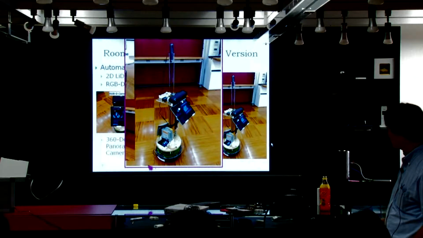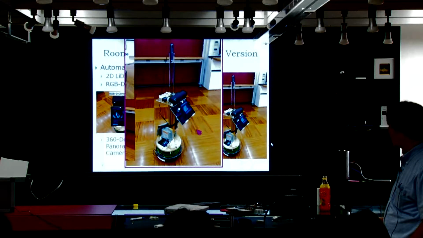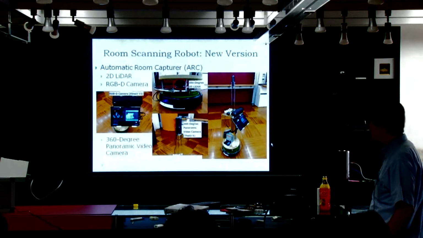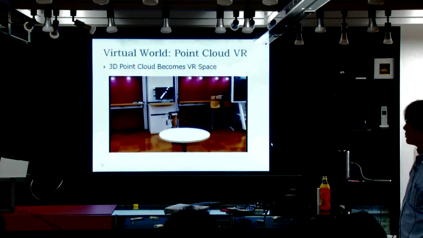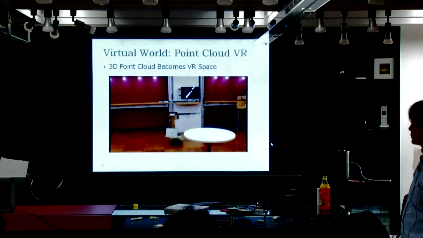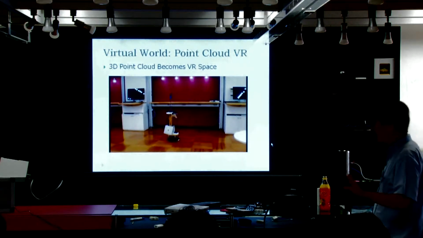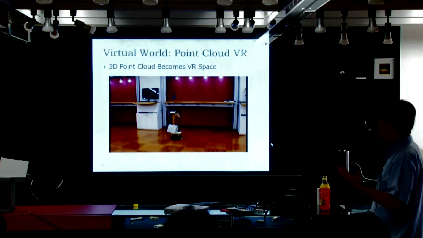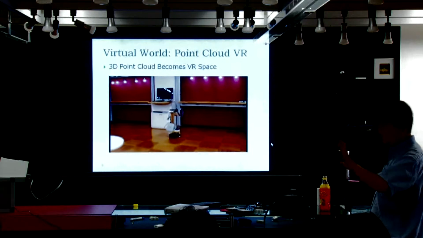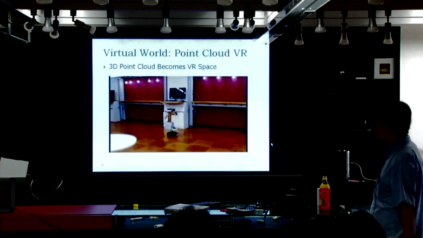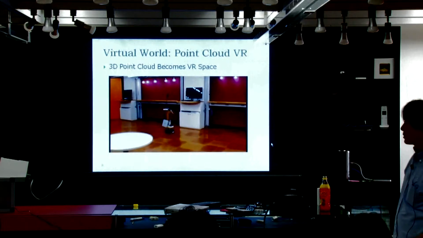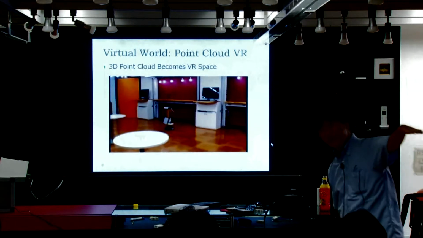So as I mentioned, the robot is based on the Roomba and has a new version of Kinect and a 360-degree camera on the top. This is also a demonstration of the robot moving and creating the 3D map. In this case, the robot creates a point cloud 3D map, not polygonized. The robot automatically moves around inside the building, like this room.